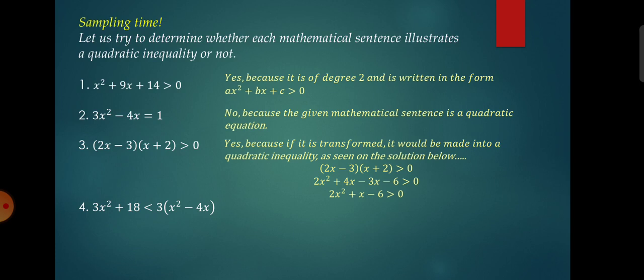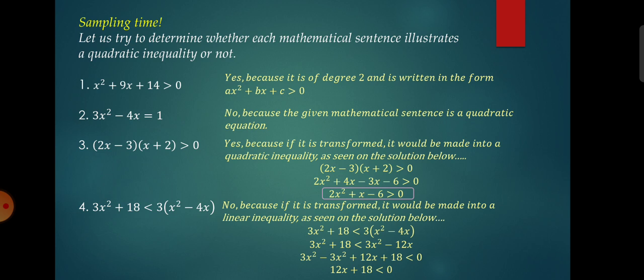So to simplify further, we combine the middle terms, positive 4x minus 3x. So that becomes 2x squared plus x. Okay, 4 minus 3 is 1. So plus x. Bring down minus 6 greater than 0. So therefore, the rewritten inequality is 2x squared plus x minus 6 greater than 0. So therefore, it is quadratic inequality. And lastly, number 4. 3x squared plus 18 less than 3 times x squared minus 4x. Is it quadratic or not? Let us see.